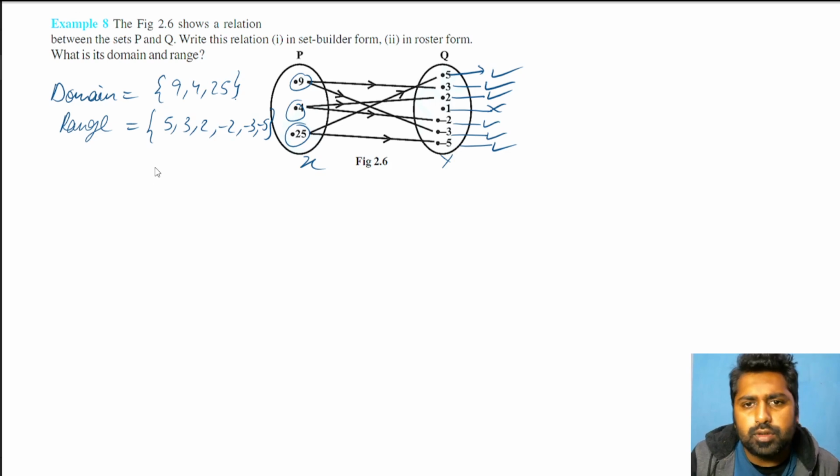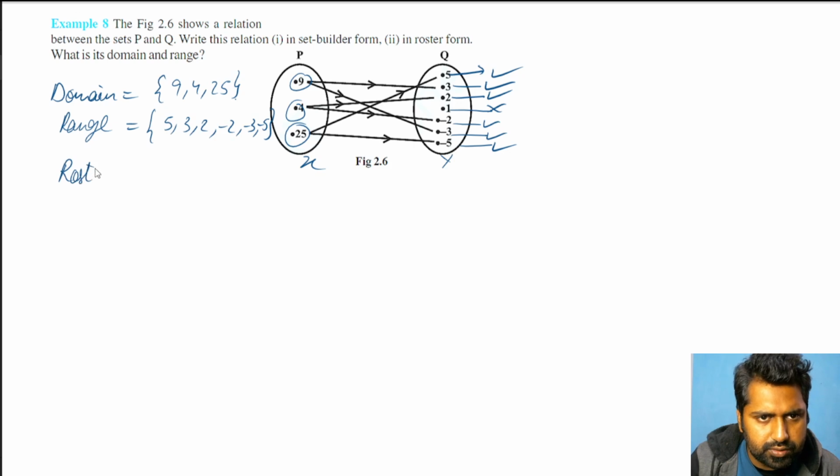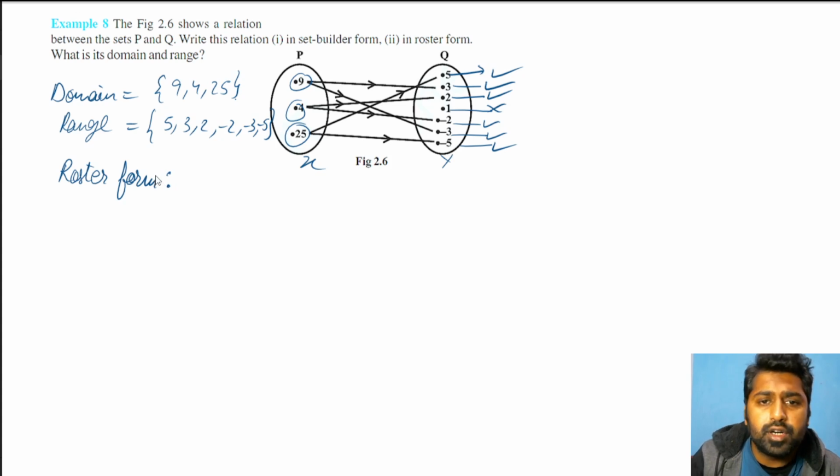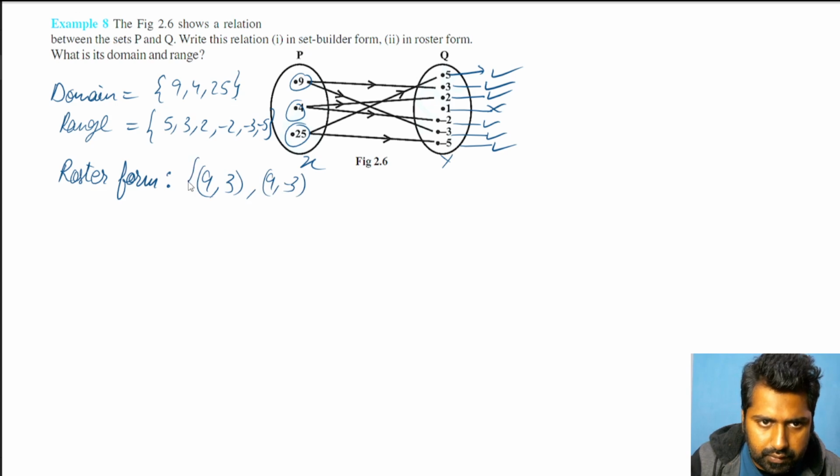Now let's talk about the roster form. Roster form is the easiest one to write, so let's do roster form first. For roster form, all I have to do is write them in ordered pairs. First the values of x and then the values of y correspondingly. So 9 is being related with 3, so (9, 3), and 9 is also being related with -3, so (9, -3).